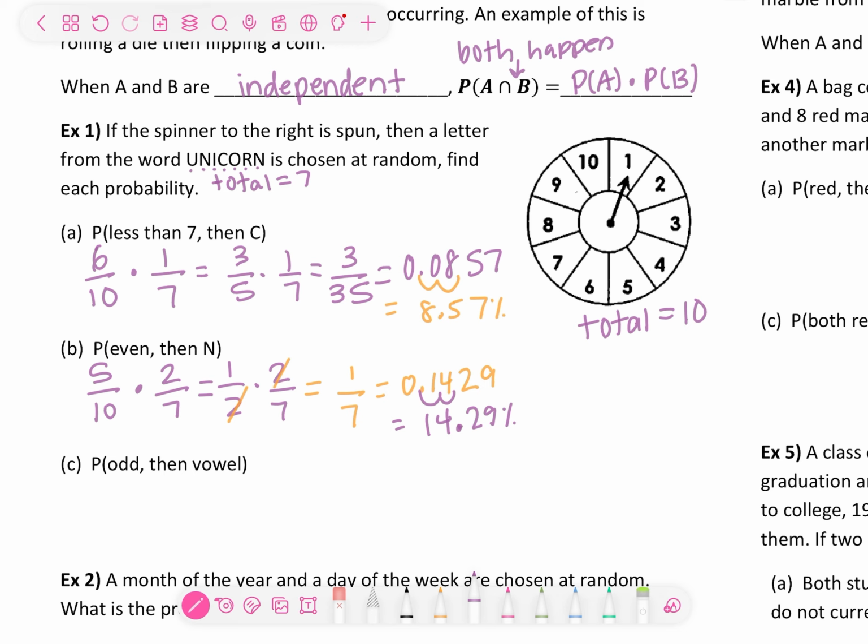All right, last one here. So it says probability of an odd, then a vowel. So odd. So odd is going to be 5 out of 10 again. Odd is everything that's not divisible by 2. So 1, 3, 5, 7, 9. 5 of them.